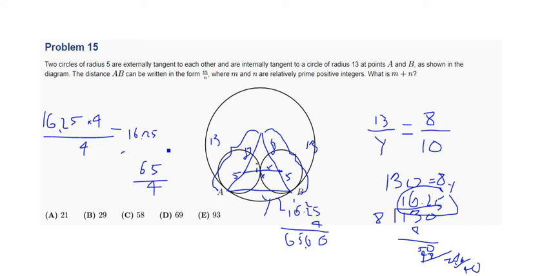Because all we did is write it in the form of m over n. So we have m over n. And so what is m plus n? Well, we have m, 65, plus n, 4, is equal to 69. And look, we have our answer, 69, right here.